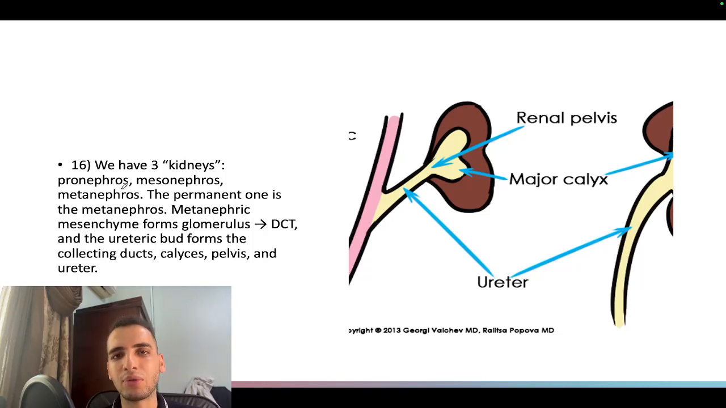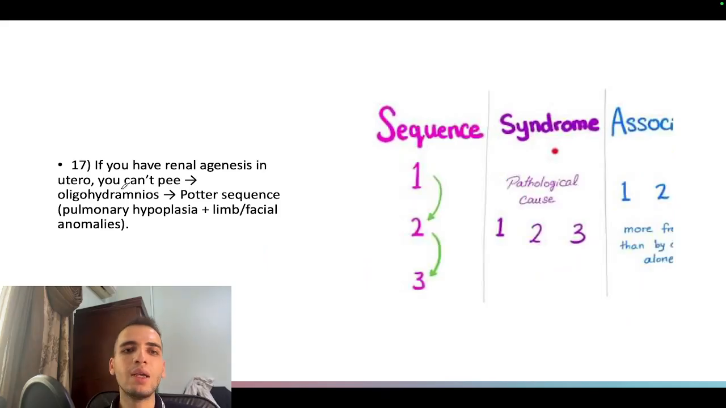Sometimes they will tell you if the person is having renal agenesis, what's the cause, and the answer is failure to fuse the ureteric bud with the metanephron or metanephric blastema. Now, if you have renal agenesis, what happens is that you cannot pee, and if you cannot urinate, then you will have too little amniotic fluids. If you have too little amniotic fluids, you cannot exercise your lung and your lung will be compressed. So you will have pulmonary hypoplasia. Also, you cannot protect your limbs from the outside, so the baby will have limb deformities.